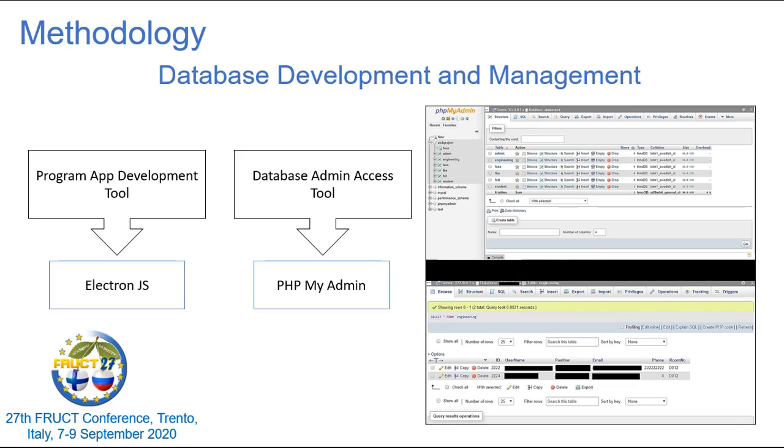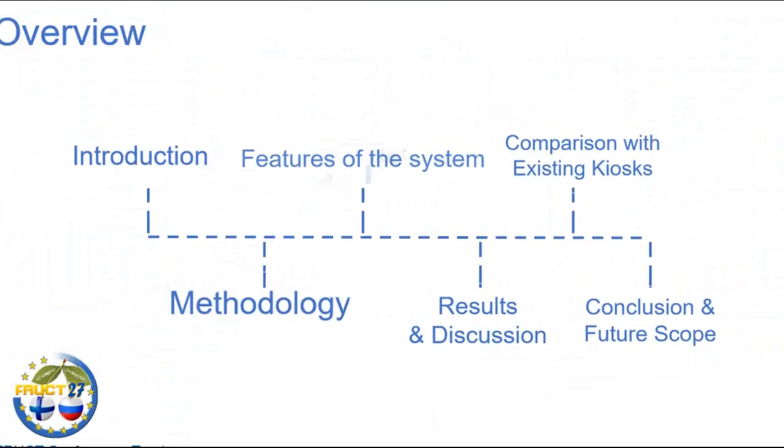The tool which was used for program app development is Electron.js. The tool to access the database with the admin access is phpMyAdmin. The database was built secured and only the authorized person with the admin access can access the main database. Now let's take a look at the features of the system.